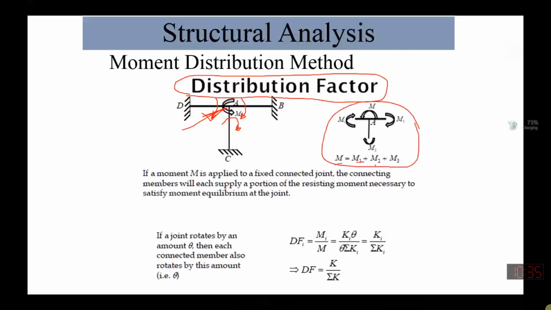Once we go by this, we find that the total sum of the moment is equal to the resistive moment generated by each member, satisfying the equilibrium condition. Once we say that our joint is in equilibrium, it means the total moment at this joint should be equal to the sum of the individual moments. So how can I say how much moment is distributed to this member, how much moment is distributed to this member, and how much to this member?